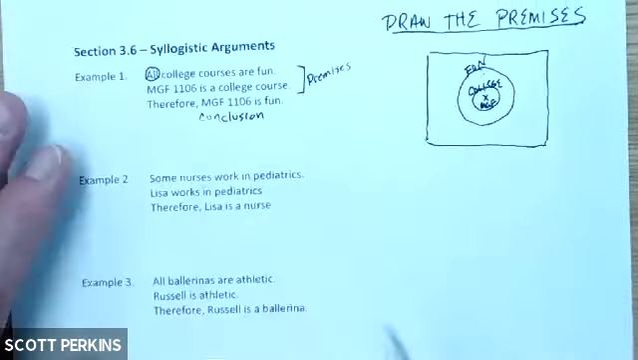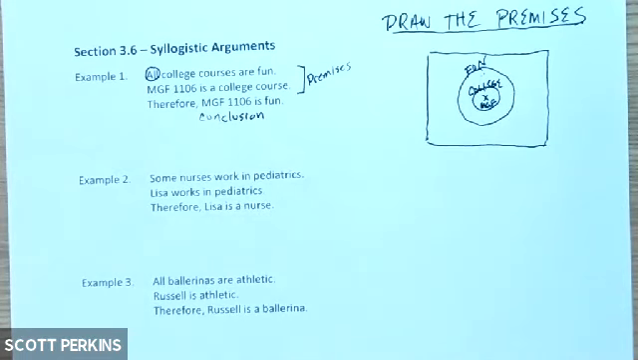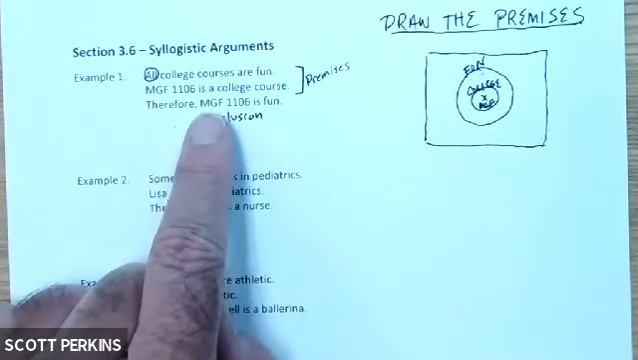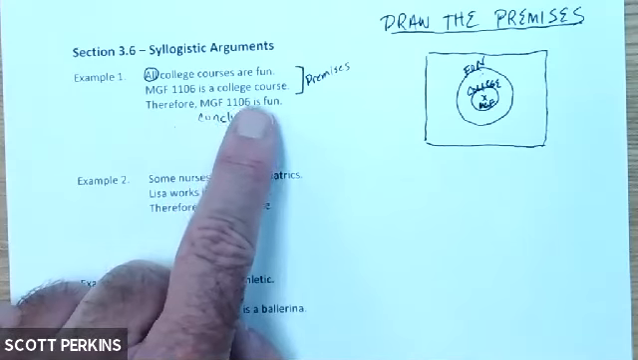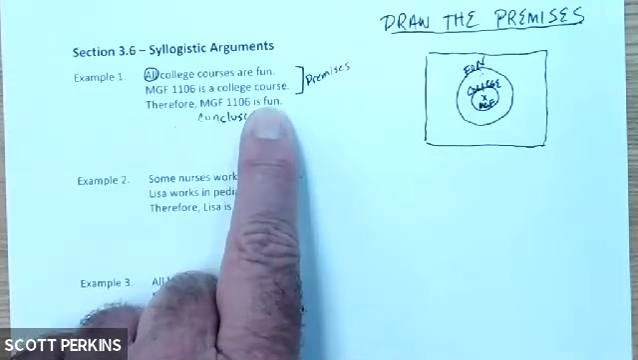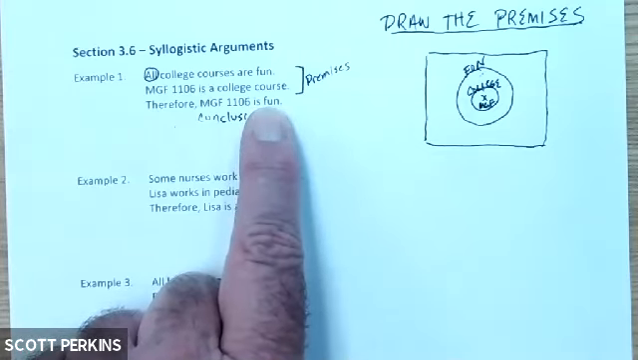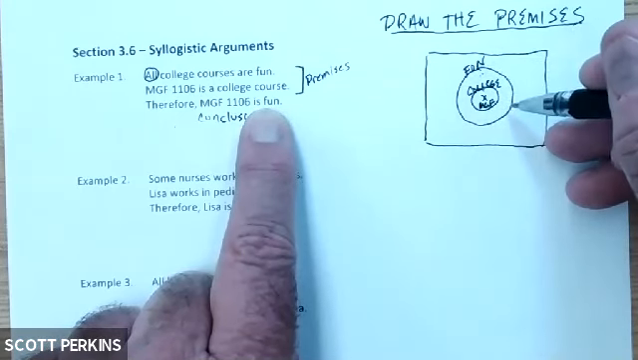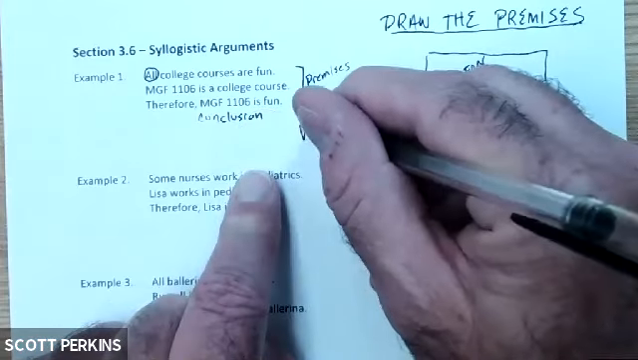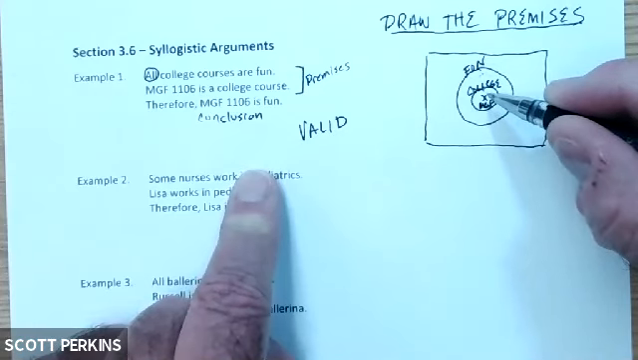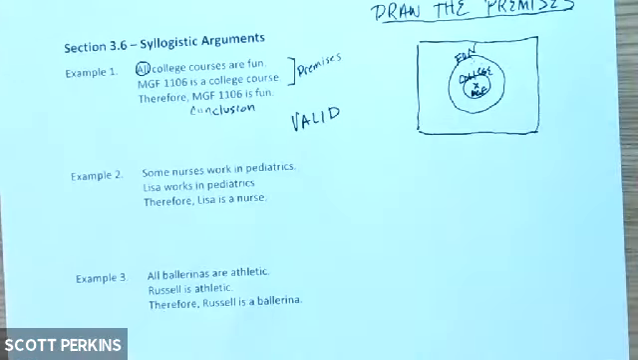So let's look at the conclusion. Now remember, I'm not drawing the conclusion. I put my pen down at this point. From the drawing, is this the conclusion? Do I have to come to the conclusion that MGF 1106 is fun? It's in the fun circle. In my drawing, is MGF 1106 inside the fun circle? Yeah, here it is. The fun circle is around the college circle, right? So it has to be there. So that is a valid argument, because MGF 1106 has to be in the college circle, which has to be in the fun circle, so by extension, MGF 1106 has to be in the fun circle.